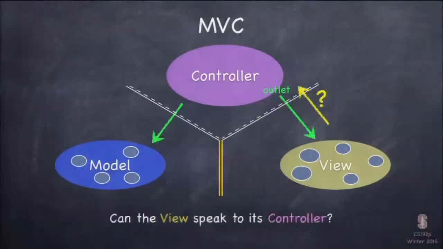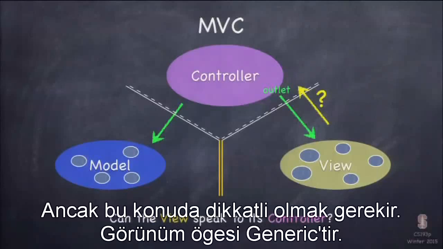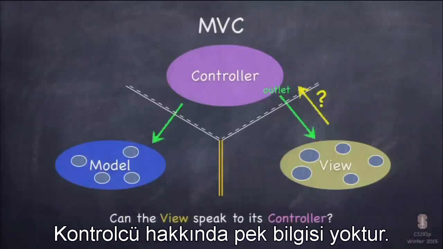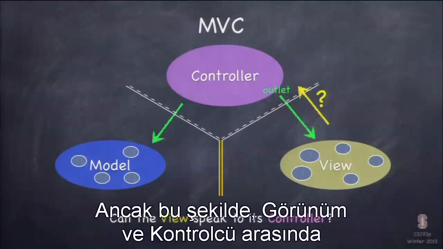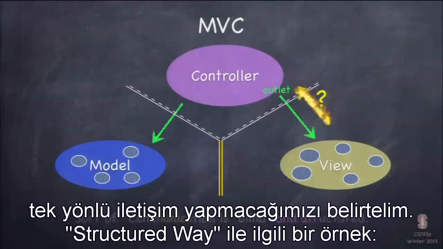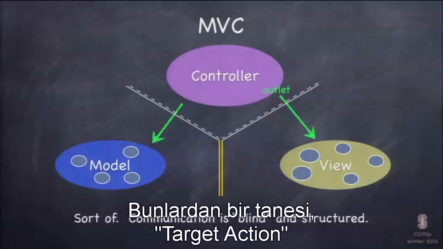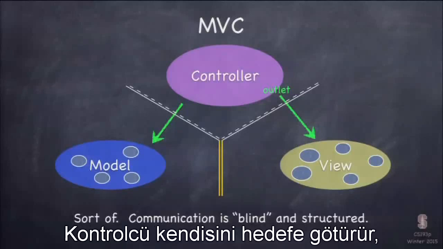What about the view talking back to the controller? You've got these generic view objects like buttons. Can they talk to the controller? Well, yes, they can, but they have to be careful because the view objects are generic. So they can't really know much about the controller. They can only communicate back to the controller in a blind way, where they don't know the class or the thing they're talking to, and in a structured way, a way where we all agree we're going to communicate this way between the view and the controller. So what's an example of a structured way?